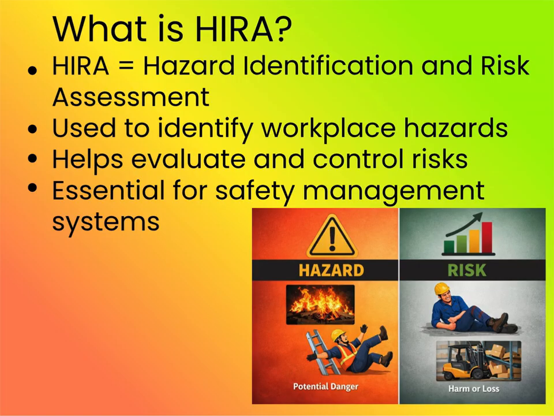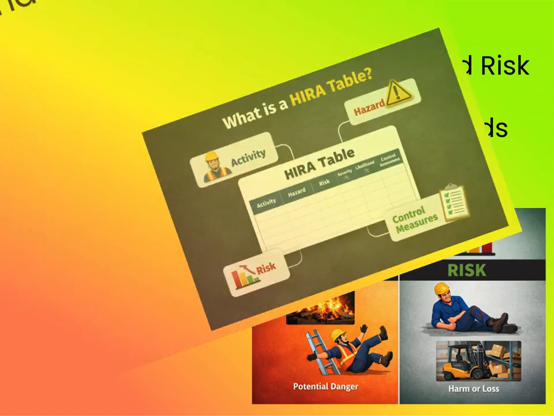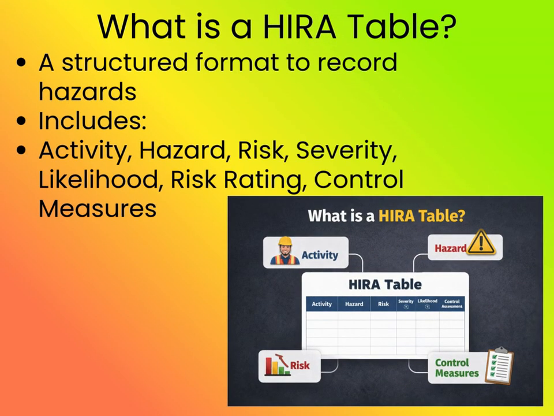HIRA stands for Hazard Identification and Risk Assessment. It is a systematic process used to identify hazards in the workplace and evaluate the risks associated with them. It helps us prevent accidents and improve workplace safety. A HIRA table is a structured format used to record all hazards and risks. It helps organize information clearly so that we can take proper safety measures.